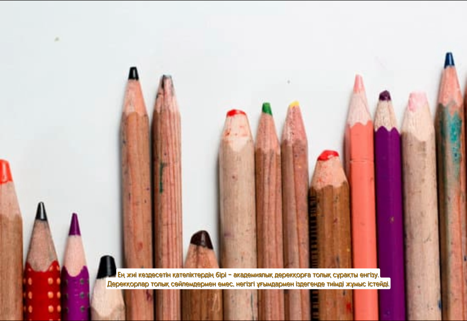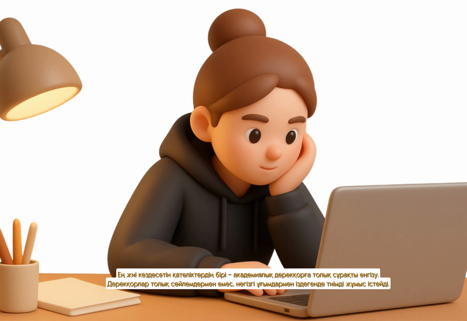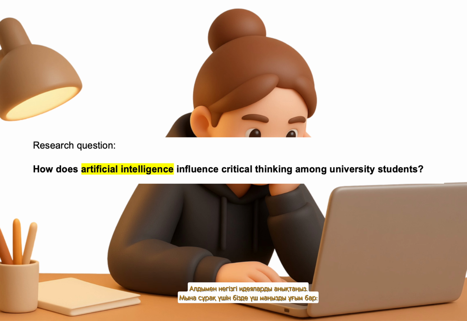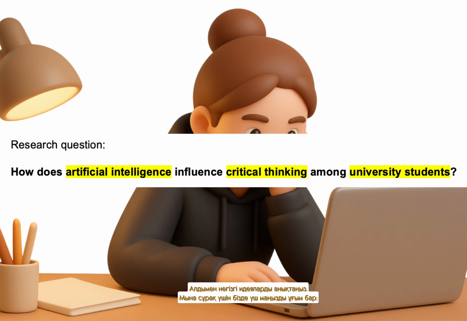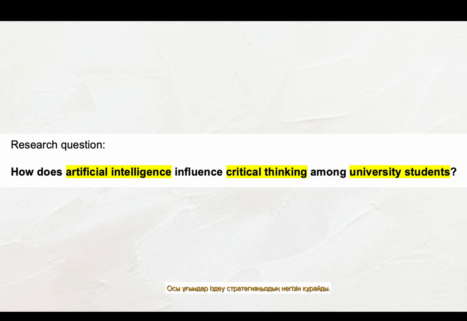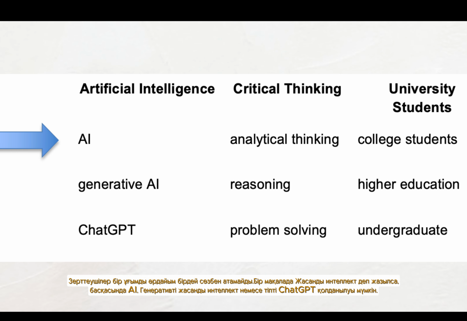One of the most common mistakes is typing an entire question into an academic database. Databases work best when you search using concepts, not full sentences. Start by finding the main ideas. For this question, we have three important concepts: artificial intelligence, critical thinking, university students. These concepts will become the building blocks of your search strategy.